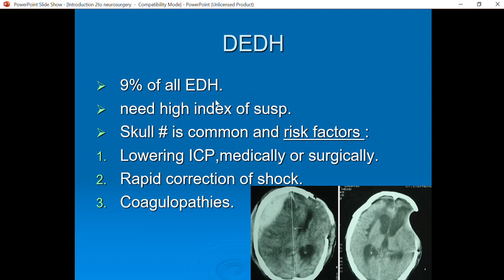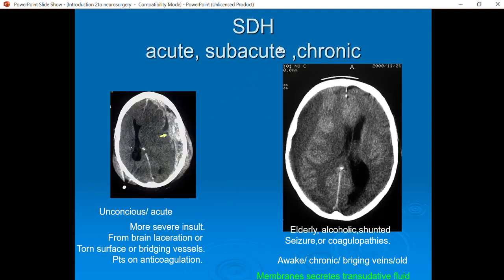This I will not talk about. This is not important for you, I think. Just now we'll talk about the subdural hematoma.